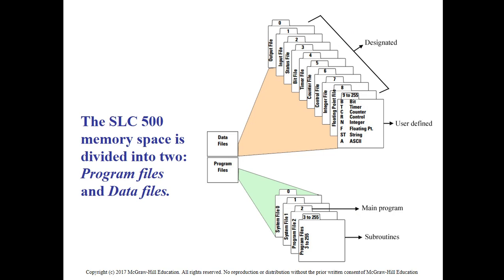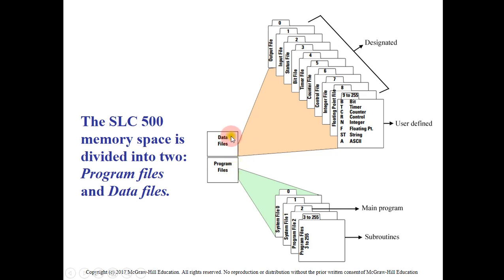Actually, in the memory or the SLC 500 memory space, it will be divided into two main types of files. So we have data files and we have program files. The data files are based on the data that the memory or the CPU will receive from the field devices, like the sensors, actuators, and switches, and so on.